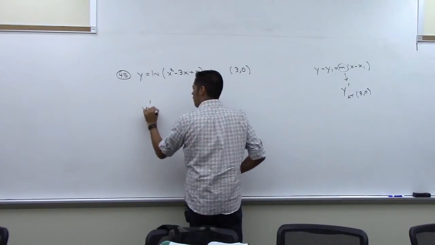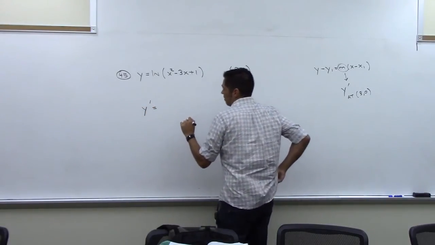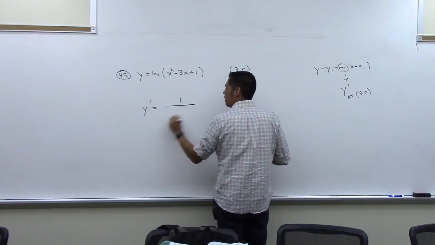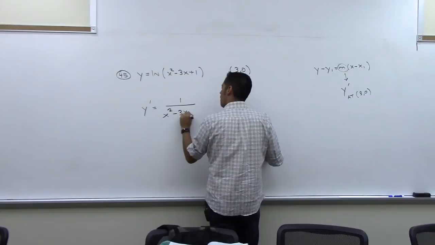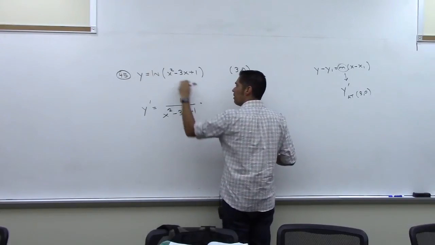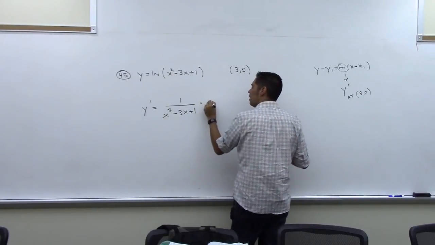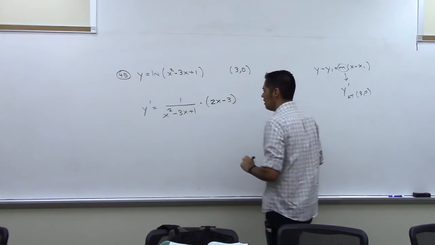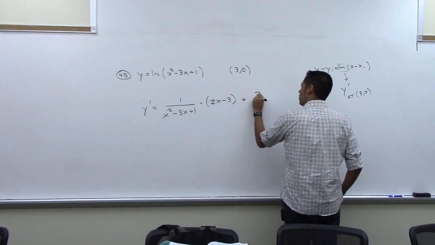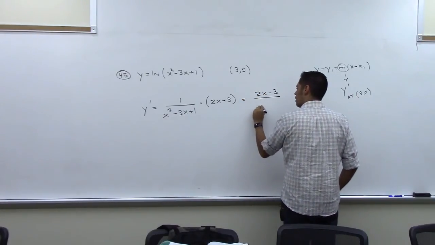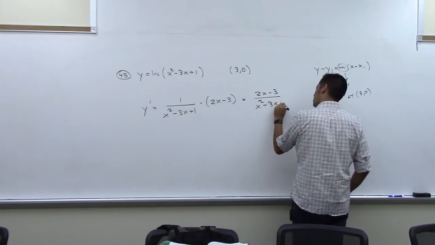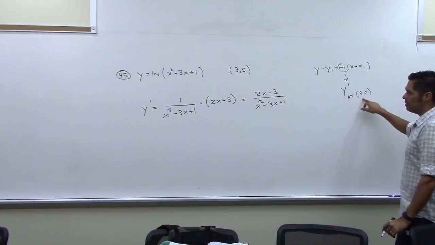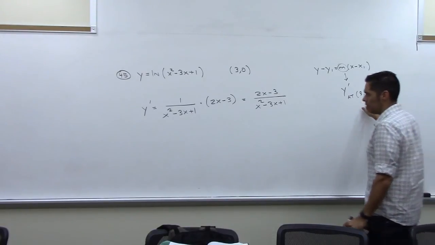So y prime, we have that the derivative of the natural log of something is 1 over that something times the derivative of what's in here. The derivative of what's in there is 2 terms, so 2x minus 3, so I put it in parentheses, which I could rewrite as 2x minus 3 over x squared minus 3x plus 1. So that's our derivative. We want the derivative at the point 3, 0, so I'm going to replace x with 3 and y with 0.